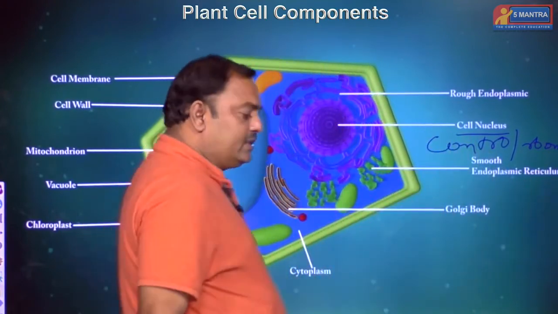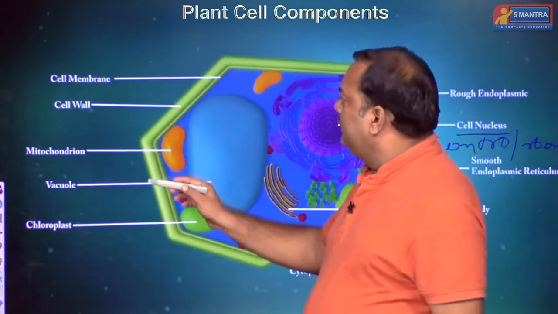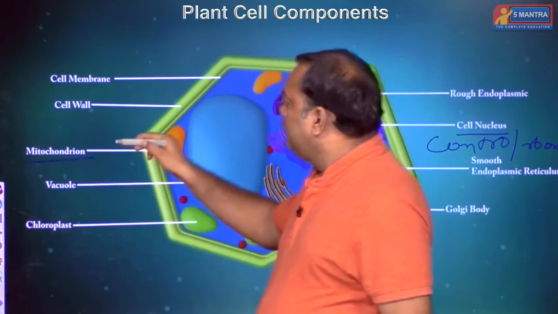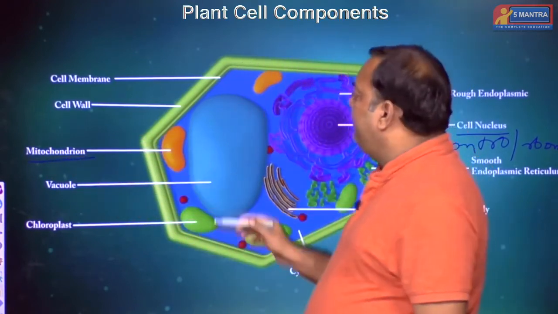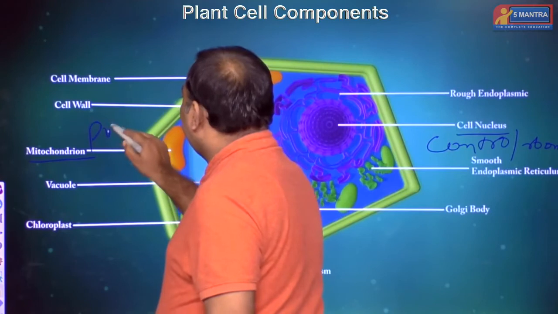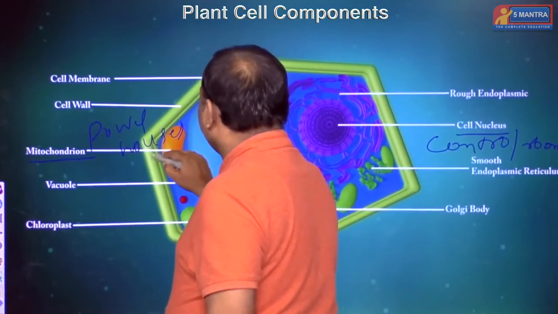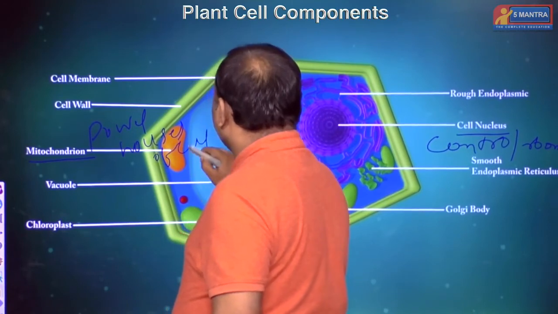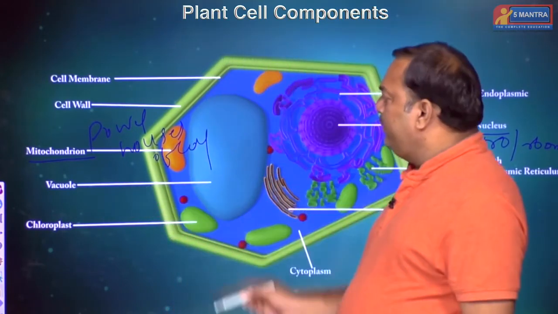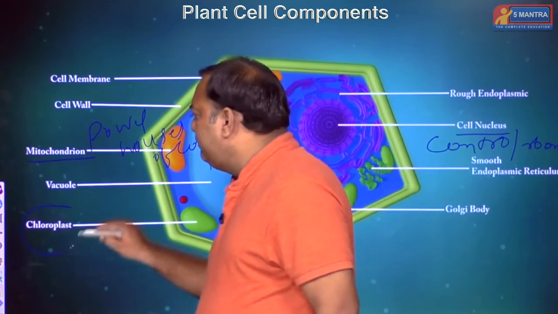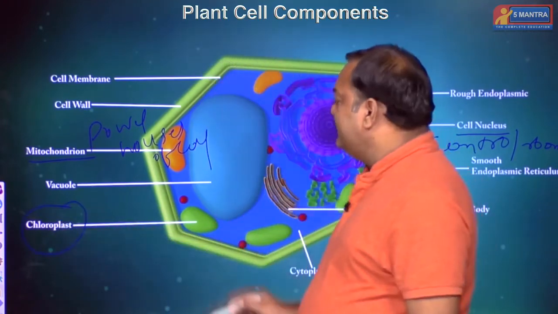Next we discuss one more part, that is the mitochondria. The mitochondria is also called the powerhouse of the cell. Next, the chloroplast plays a very important role in photosynthesis.